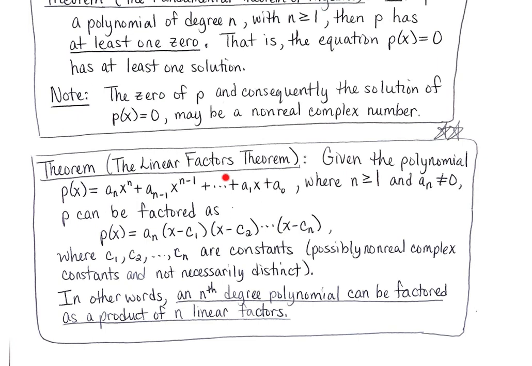The linear factors theorem says, given the polynomial P of x of degree n, where n is greater than or equal to 1, and the leading coefficient is non-zero, P can be factored as a sub n times x minus c1 times x minus c2 times everything out to x minus cn, where c sub 1, c sub 2 out to c sub n are constants, possibly non-real complex constants and not necessarily different. In other words, an nth degree polynomial can be factored as a product of n linear factors.